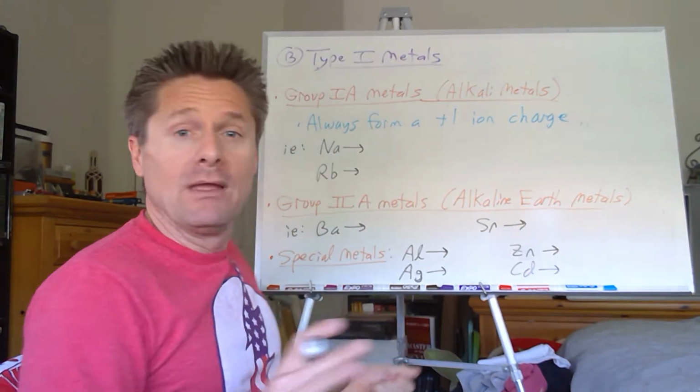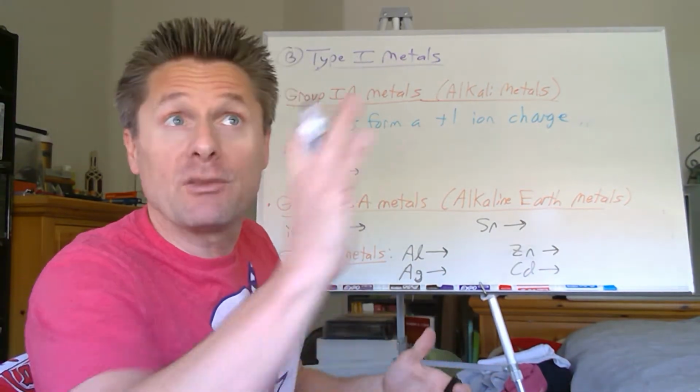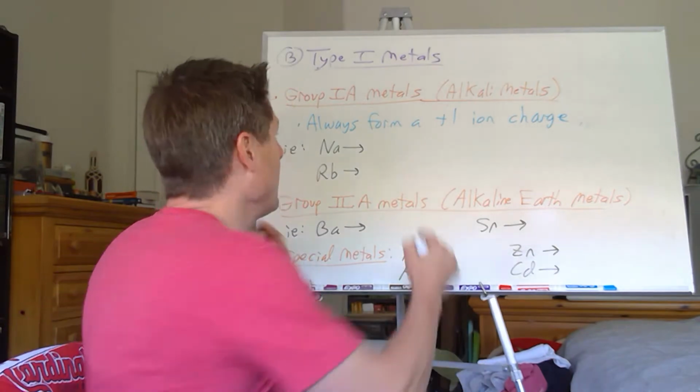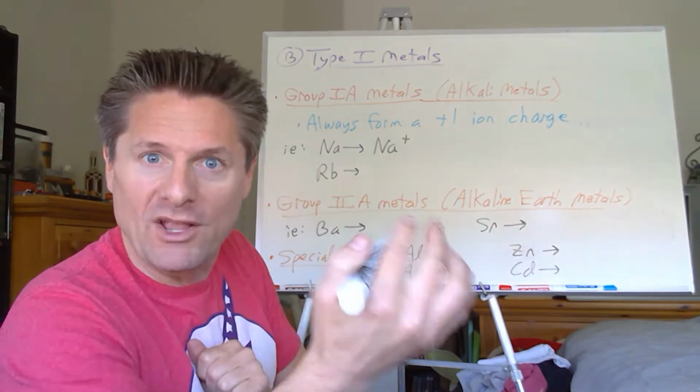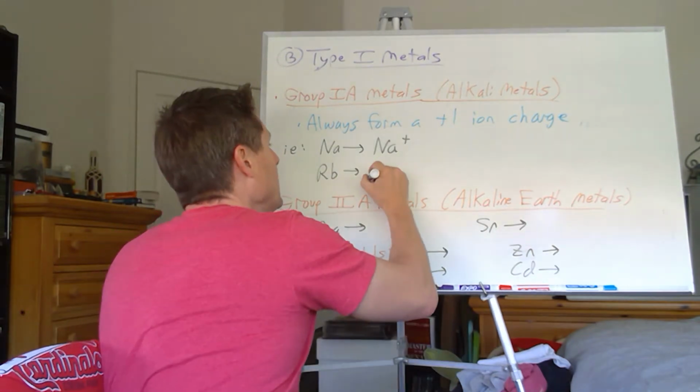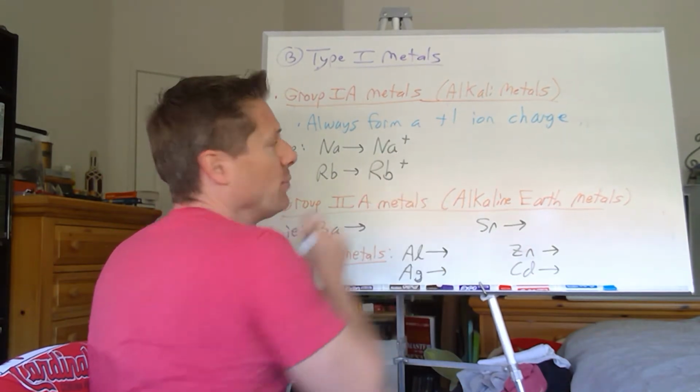So sodium, for example, if I had sodium chloride, you'd look at the periodic table. That's group 1A, an alkali metal. So sodium is a +1 charge. You don't do the 1, just the plus. Rubidium would be rubidium with a +1 charge.